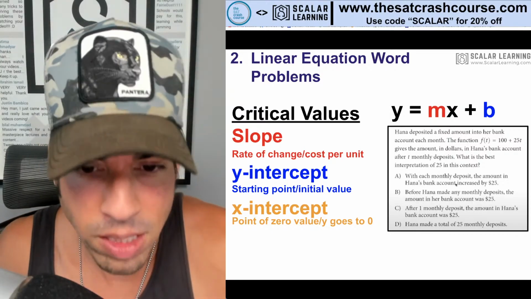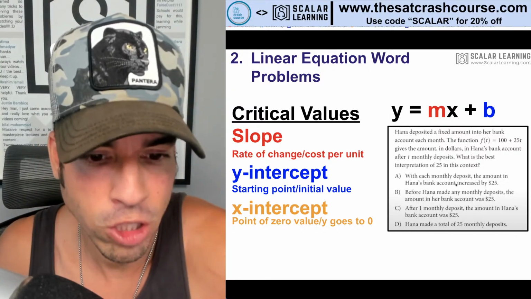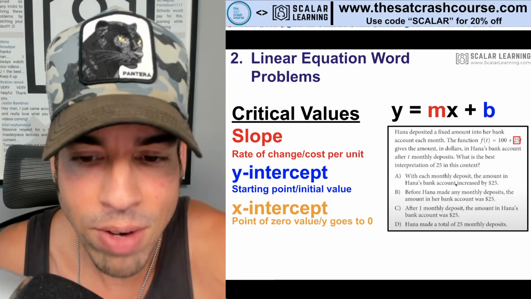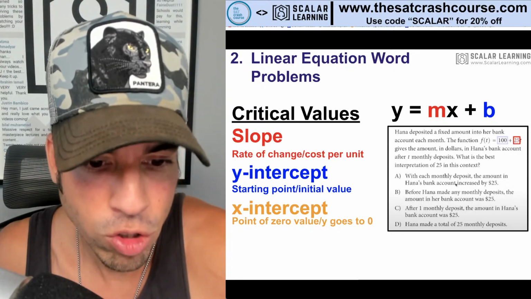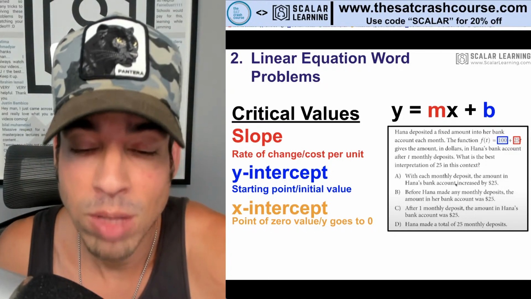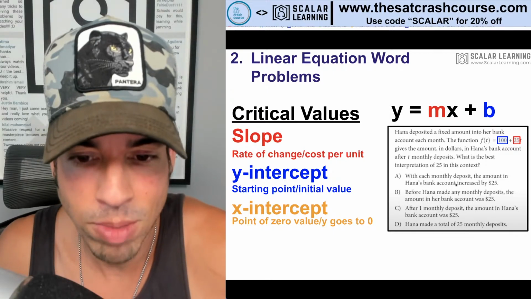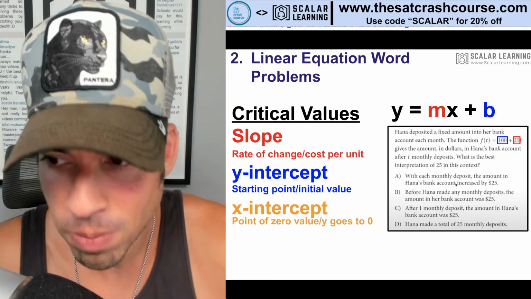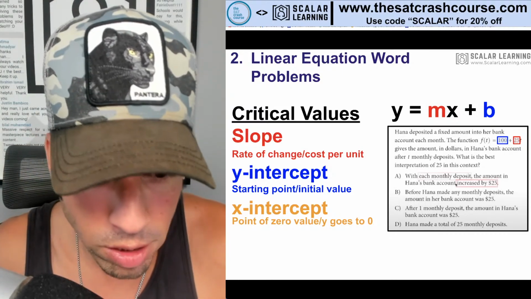Hannah deposited a fixed amount into her bank. They give us the function, and they're asking, what is the best interpretation of 25? So 25 is, again, next to the variable. So we know next to the variable is my rate. What about that constant? That's my y-intercept. That's my B. Now, it's out of order, but it doesn't matter. Commutative property of addition, we can switch them around, no worries.